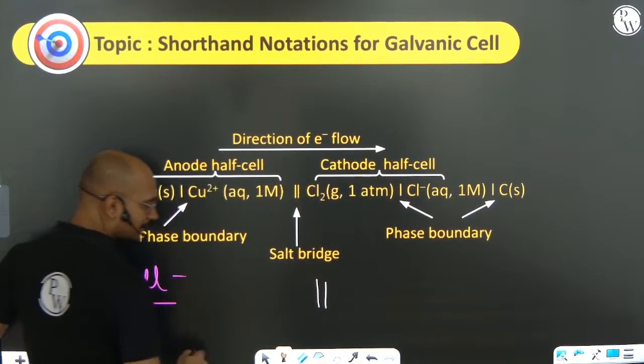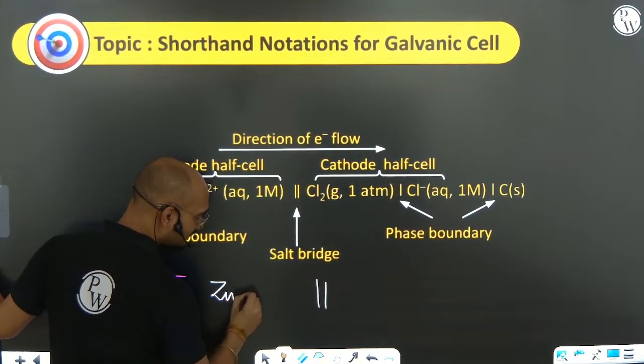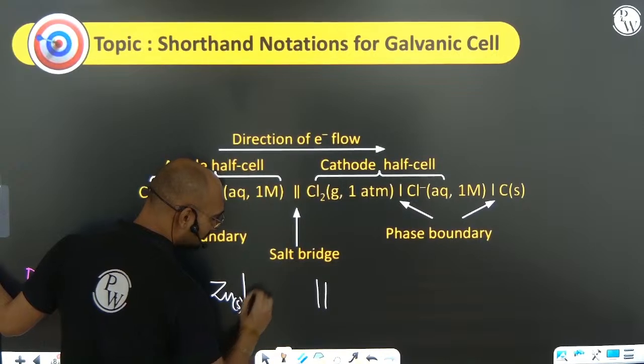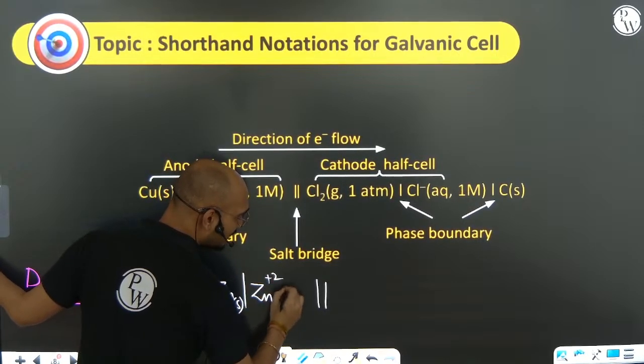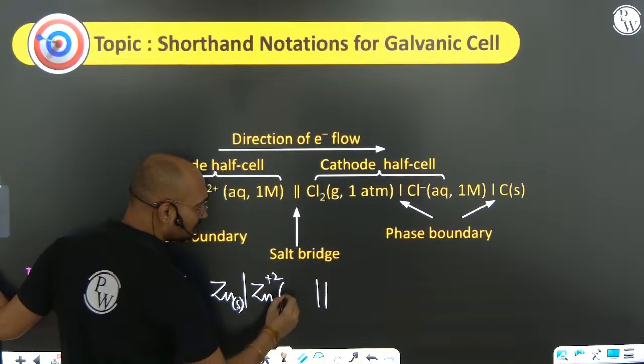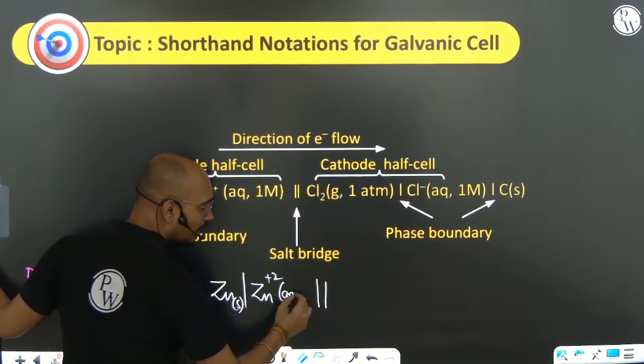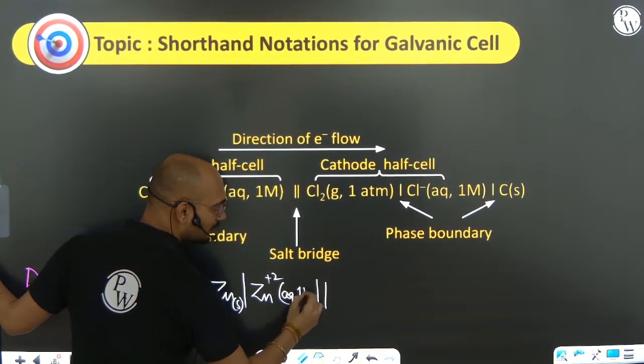In the left side, there should be the anode. What is the anode? Anode is zinc, zinc converting into zinc ion. Zinc ion is what? It is aqueous. Yes or no? So write aqueous. How many molar? Let's say it is 1 molar.